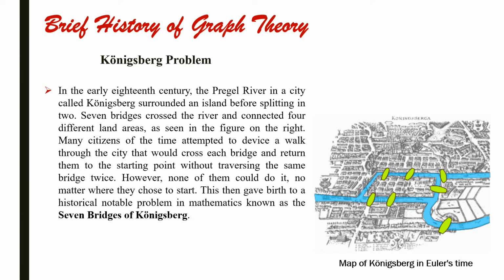In the early 18th century, the Pregel River in a city called Königsberg surrounded an island before splitting in two. 7 bridges crossed the river and connected 4 different land areas. Many citizens of the time attempted to devise a walk through the city that would cross each bridge and return them to the starting point without traversing the same bridge twice. However, none of them could do it no matter where they chose to start. This then gave birth to a historically notable problem in mathematics known as the 7 bridges of Königsberg.